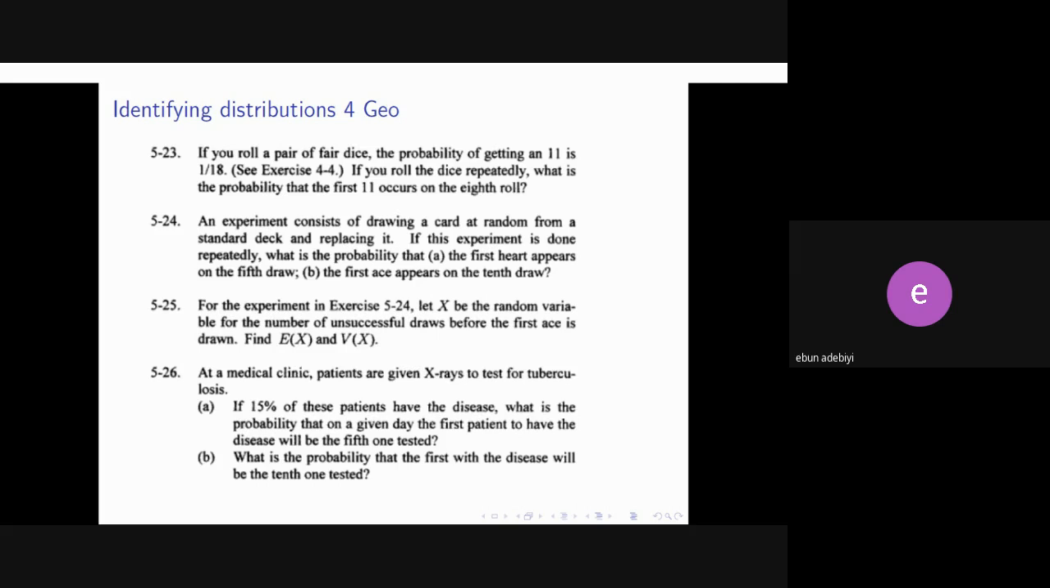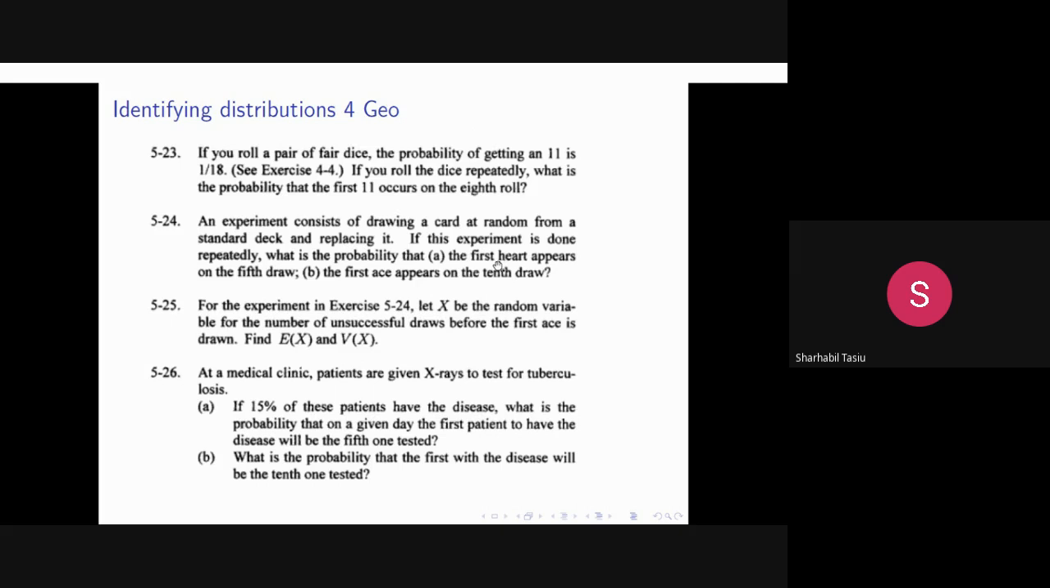So, are we going to consider the number of hearts in this case? Because I was thinking it's just a random pick. No, it's a random pick, but our success is heart now. Here we will get a probability of success, just like we have 1 over 18 probability of success for getting an 11. So the probability of success here will be 1 over 4, which is 13 over 52, because we are interested in heart.